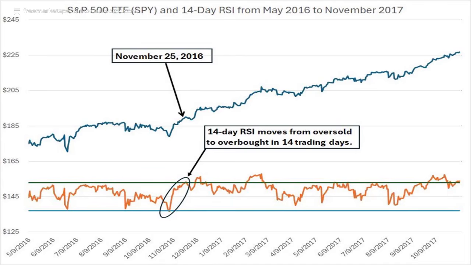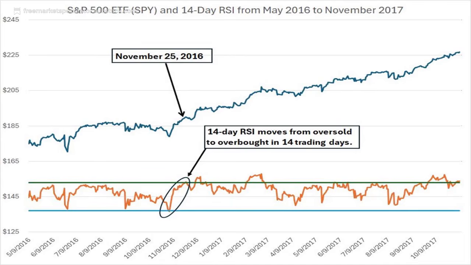Election day was Tuesday, November 8th. And then 14 trading days later, on November 25th, the market hit overbought with an RSI of about 70.9. I've labeled that date on the chart so you can see what I'm talking about. Then, as now, there were a lot of people talking about the overbought and overextended market. However, it was clearly not a bearish omen. Quite the opposite, in fact.